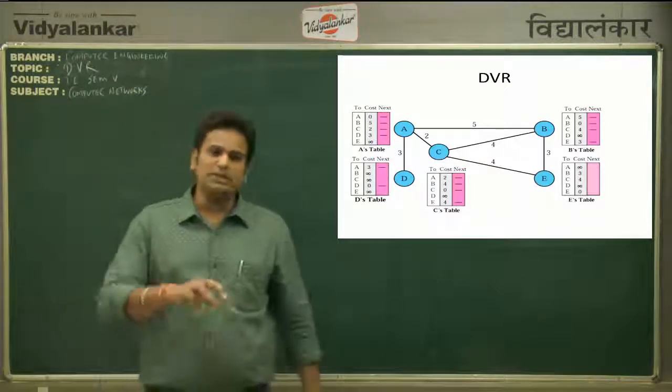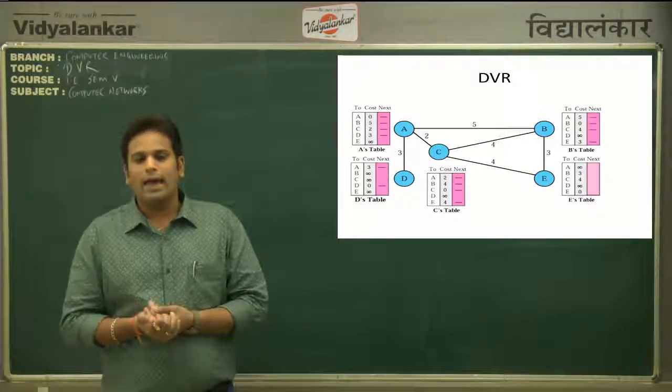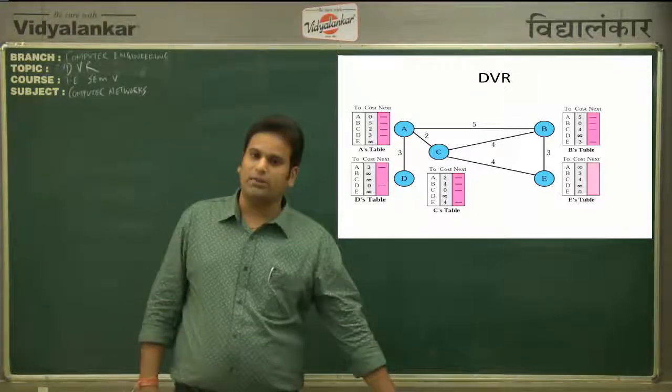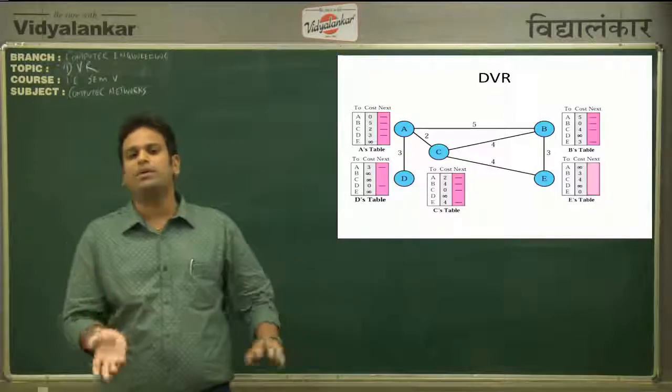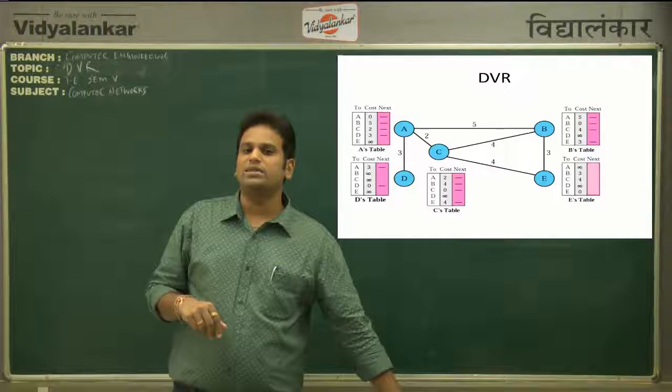The next step is sharing the routing table with other neighbors periodically. And after sharing, the third step is updating the routing table. So let us assume C has shared its routing table to A. So now A, looking at C, would update its routing table.